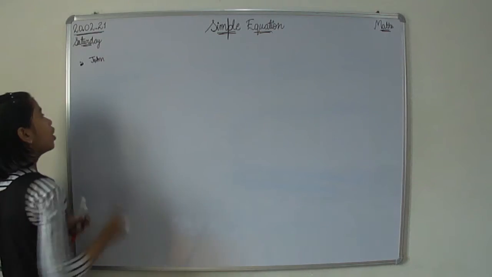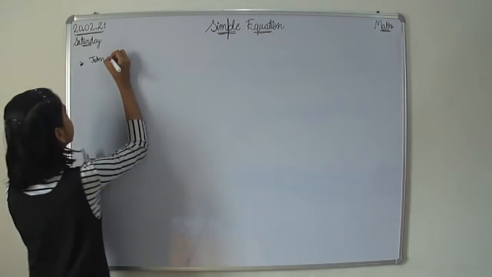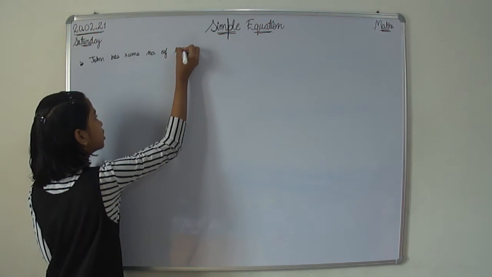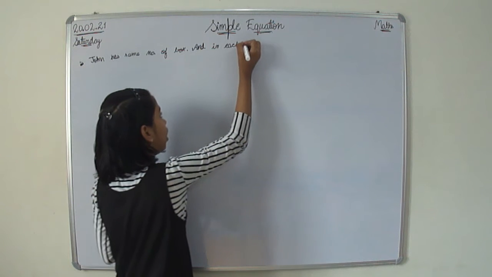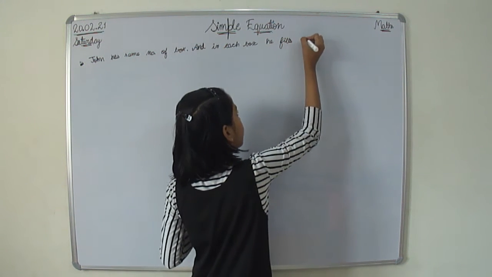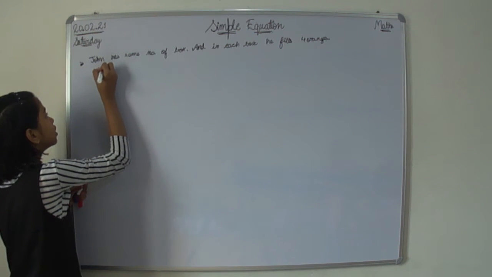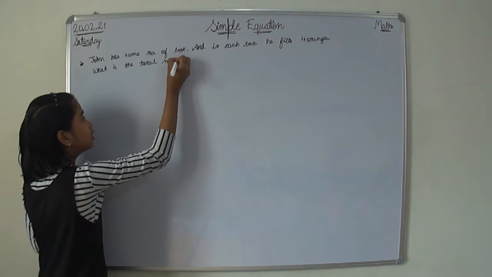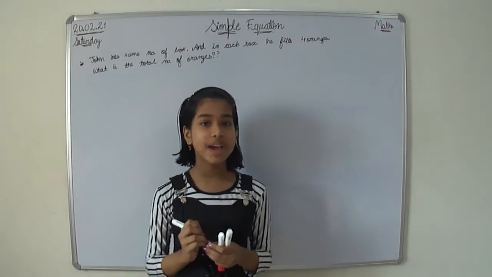So here what happens is John has some number of boxes, okay? John has some number of boxes, and in each box he fills 4 oranges. What is the total number of oranges? Okay, so here we need to find the total number of oranges.